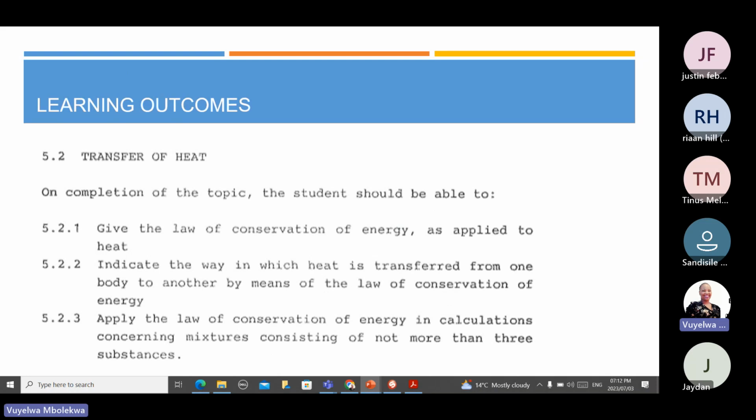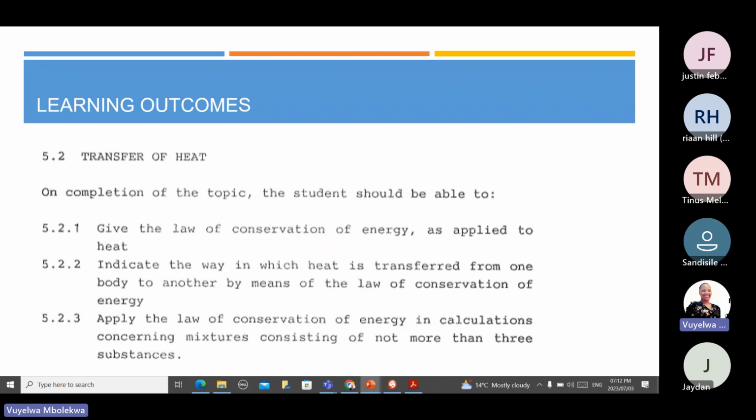So look at that theory. And then when it comes to heat transfer, we look at the law of conservation of energy, which looks at the reality that heat energy will always flow from a region of high concentration of heat to a region of low concentration of heat. So that will now be the conservation of heat energy. And then 5.2.2 says: indicate the way in which heat is transferred from one body to another by means of the law of conservation of energy.